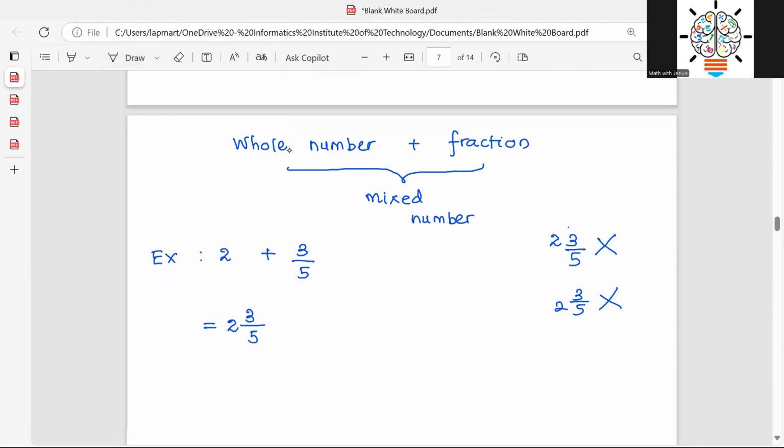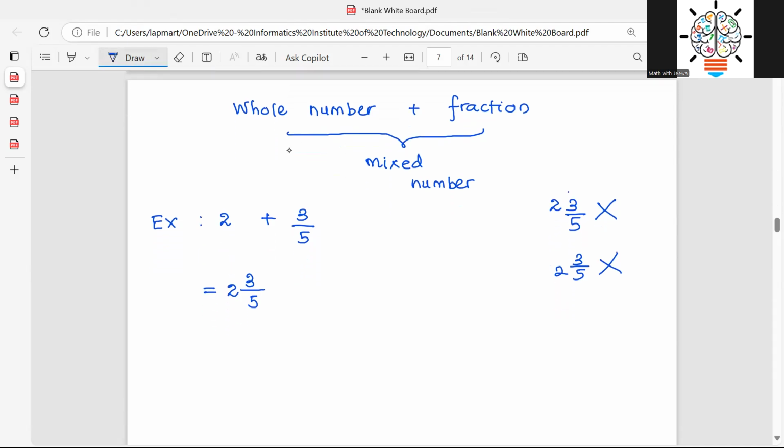So what is the correct way of writing this? You write 2, in the middle you draw the line, then you write 3/5. So then it clearly shows us how to write the whole number, then you write the fraction. This is called a mixed number, 2 3/5, right? The 2 is the whole number portion, 3/5 is the fraction portion. And when I combine them together, 2 3/5 means the mixed number.